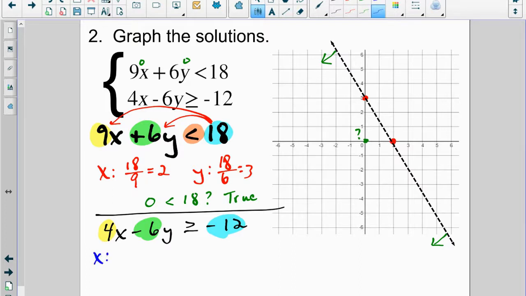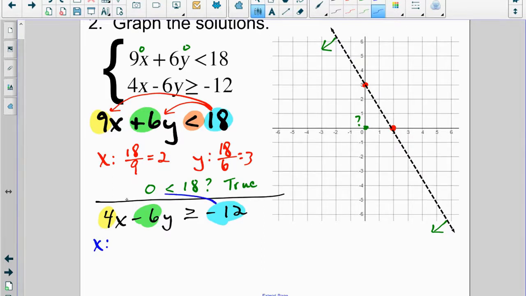So for my x-intercept, I'm going to divide the negative 12 by the coefficient of x. So negative 12 divided by 4 is negative 3. My x-intercept is at negative 3. My y-intercept, when I take negative 12 and divide it by the coefficient of y, and two negatives divided will give you a positive answer, so that's going to give us positive 2 on the y-axis. So I have my two blue dots represent the intercepts of that second inequality.